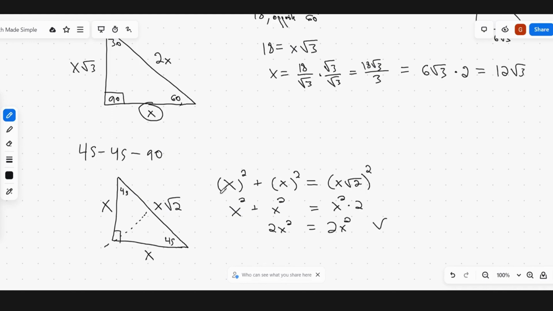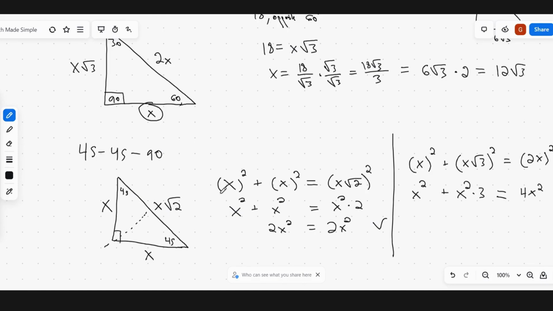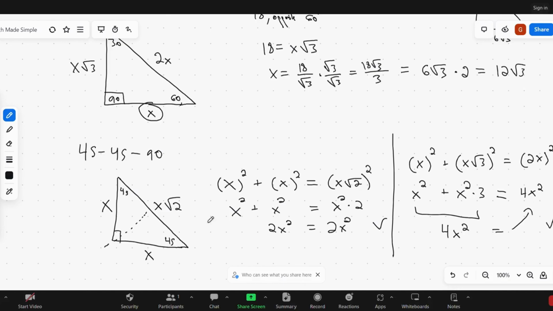So 2x squared equals 2x squared, and this checks out. For the 30, 60, 90 triangle, it's the same exact process. We have leg 1 squared plus leg 2, which is x square root 3 squared, and that is supposed to equal the hypotenuse 2x squared. Once again, we can simplify this out. x squared plus x square root 3 squared is x times x, and then square root 3 times square root 3, so we have x squared, and then we have a 3. Over here it's 2 squared and x squared, so 4x squared. We can add both of these up: x squared plus 3x squared is 4x squared. That checks out, so we're good.